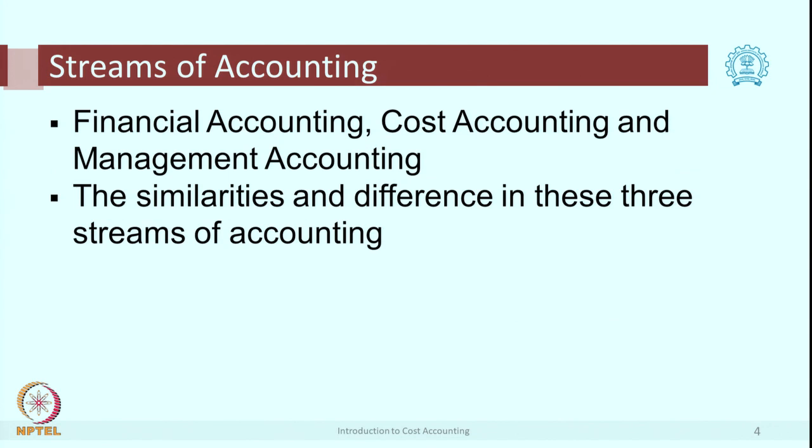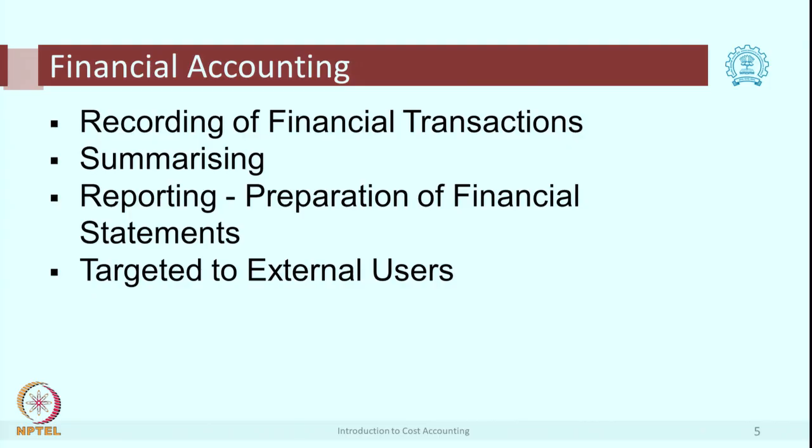Some of you might be knowing about financial accounting. There are three important steps in financial accounting. First is recording of financial transactions. So, every financial transaction as and when it happens is recorded in the financial accounting system. Then it is summarized in ledger and a report is prepared, which is in the form of financial statements.